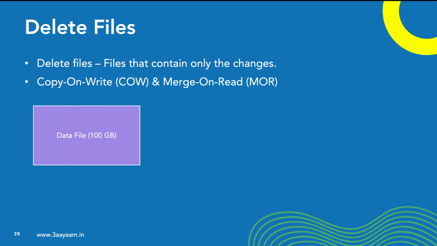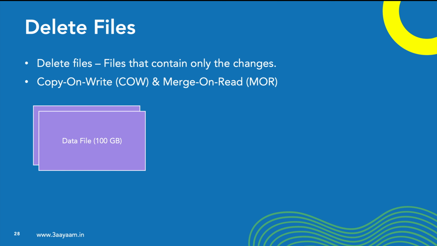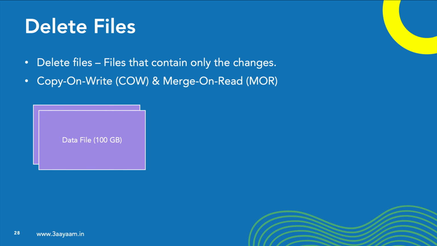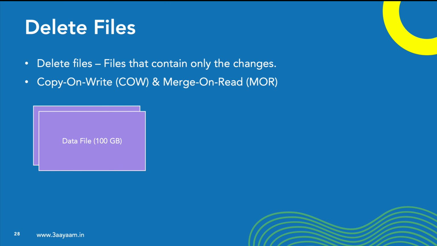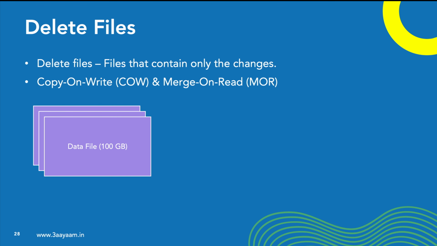The first one, copy on write. In this case, let's say we have a data file of 100 GB and we're inserting one row, deleting one row, or updating one row. In that case, what would happen? A new file would be created. So the entire file would be changed or replaced. Even if you are making a few KB of changes, Iceberg would rewrite the entire file. Let's say you are doing one more delete or update or insert, the same file would be rewritten again. So this is what copy on write is.